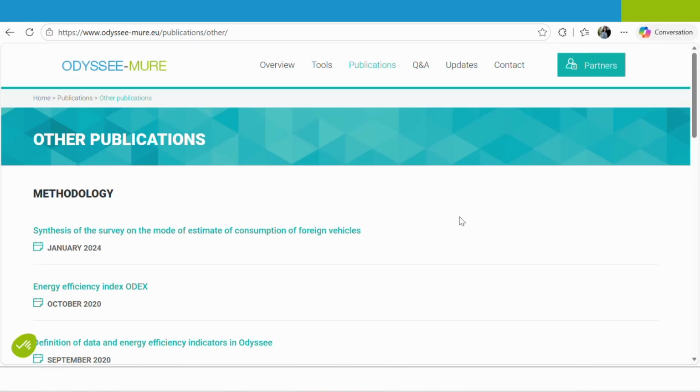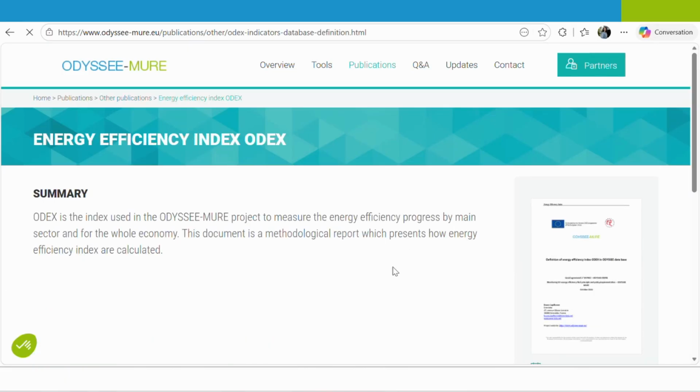Now we're going to look at how ODEX is calculated. So if you look here, you will find a link to the detailed methodology of the ODEX. So the ODEX is calculated in two main steps. So first, trends in specific energy consumption are expressed as an index of variation for each end use or subsector. So the specific consumption examples that we saw in the previous pages are expressed as an index starting from a base year. Then a weighted average index is calculated for the sector using the share of each end use or subsector in the sector's energy consumption.